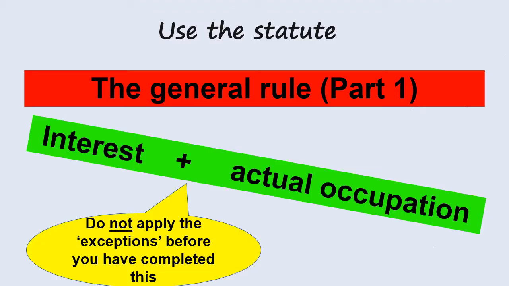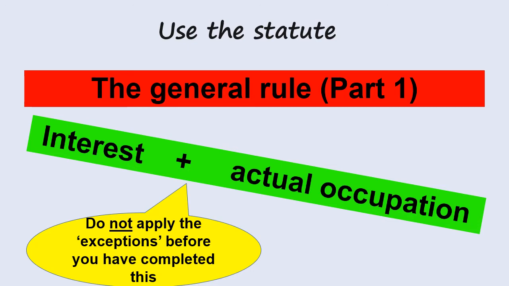So here's the first one again, and this is just to remind you that you should always follow the pattern of the statute. So decide if the third party has an interest and was in occupation at the time of the disposition first. Because if you start to look at either of the exceptions before you've done this, your answer will be muddled and you're more likely to make a mistake.